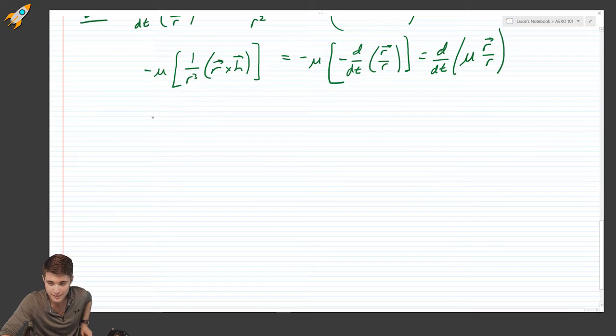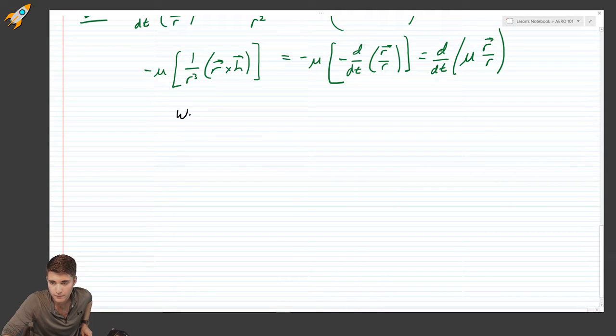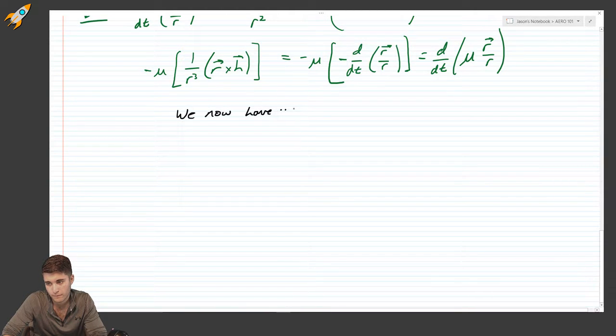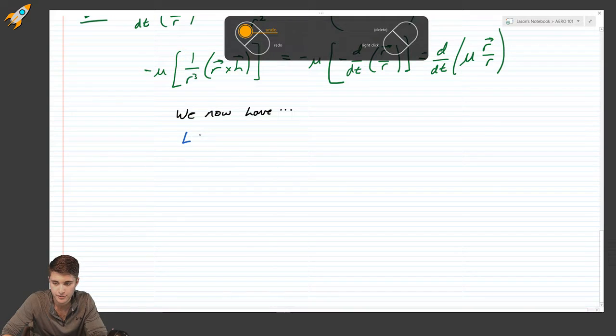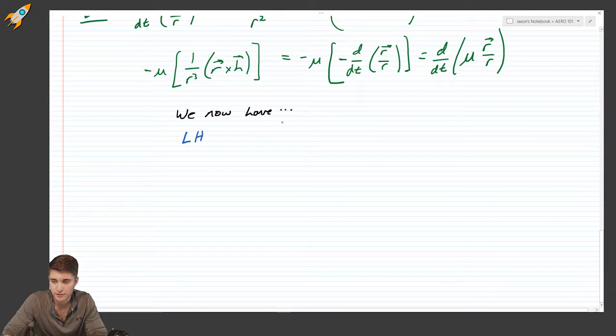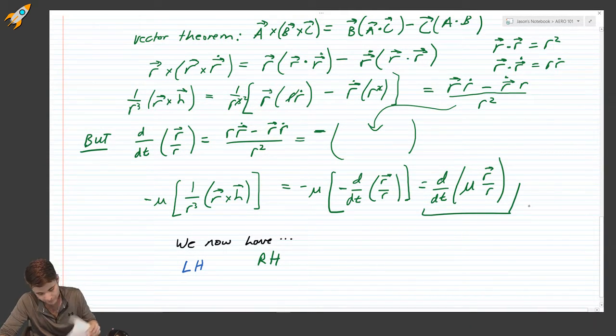I now present to you, we've got two things: the left-hand side of the equation, and then the right-hand side of the equation. So let's go back to the original equation and see what it was originally before we did all of this nonsensical stuff.